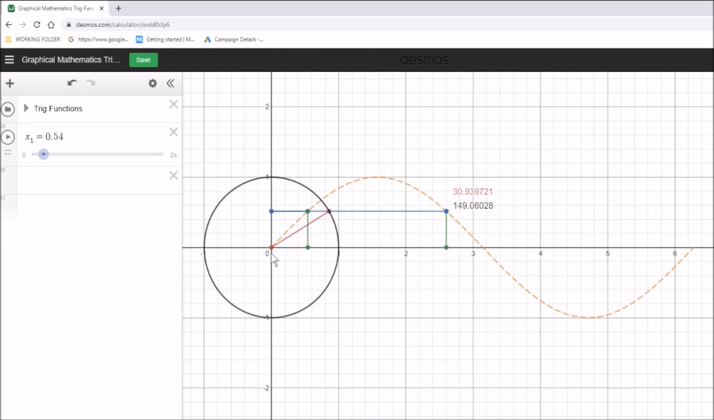Now the same thing's going to occur whenever the sine function is negative. But whenever it's negative, it means that this line here is actually going to be drawn along this here, and it's going to cut at, say, this point and this point.